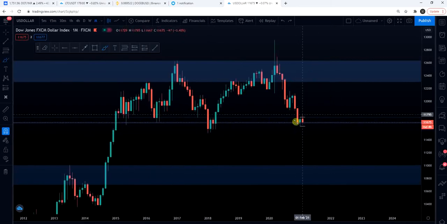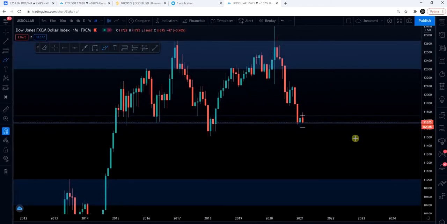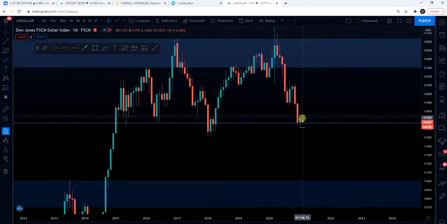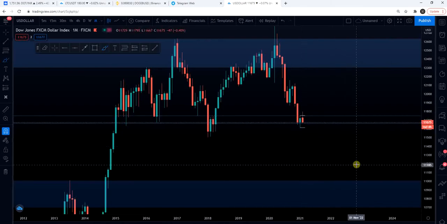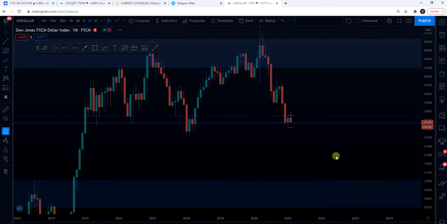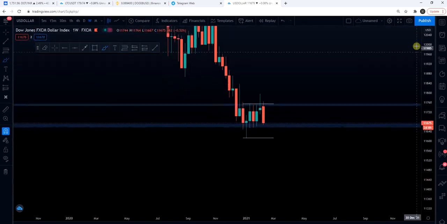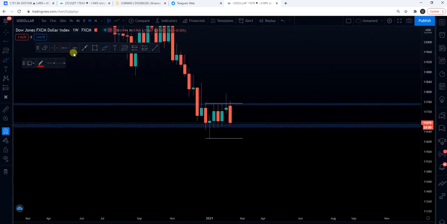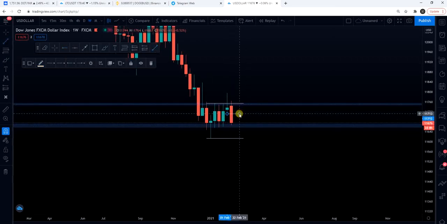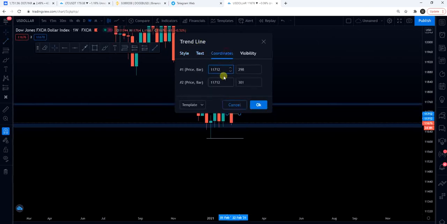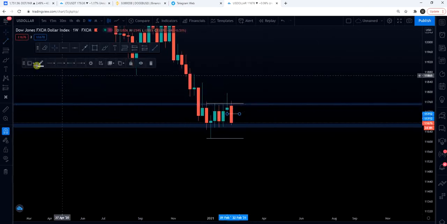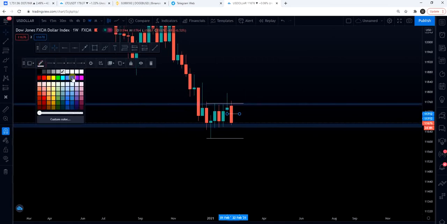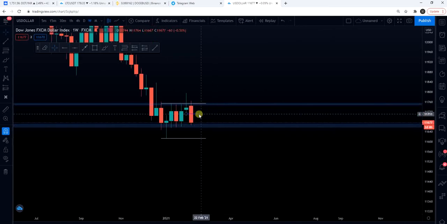So here I have already drawn two key levels with the help of the previous month. This one is a monthly key level and this one is also a monthly key level. Let's move to the weekly time frame. Here you can see that the weekly key level has already been broken, like the previous month weekly key level. Let me change the color for my reference. I'm making it blue. So this is my weekly key level.